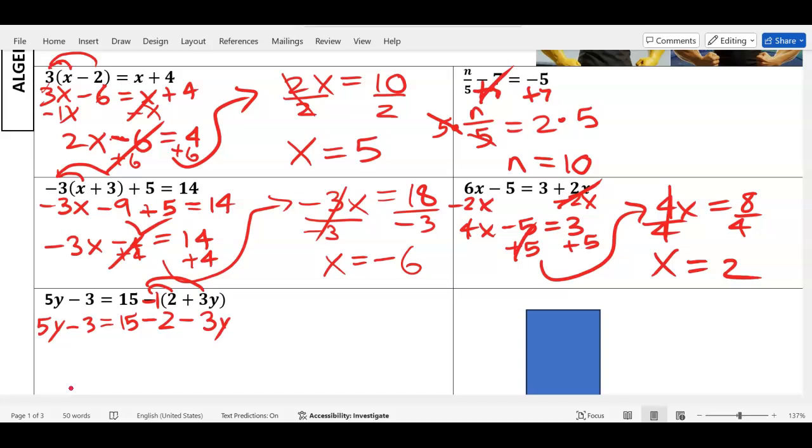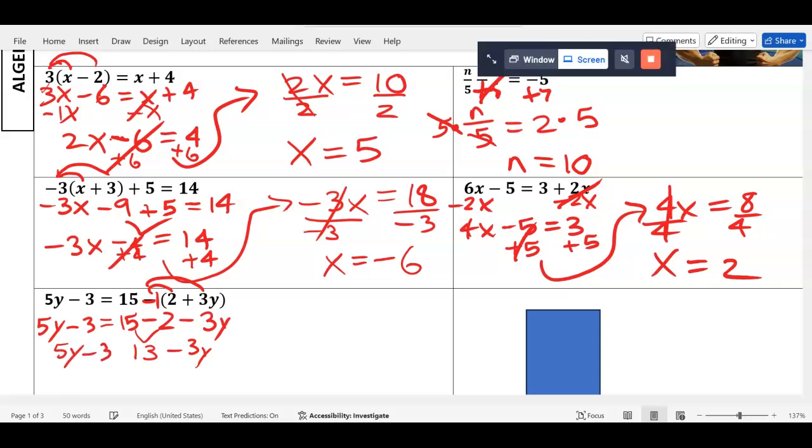Now this reminds me of the one right above it. Do you see how there's two regular old numbers, constants, right next to each other on the same side of the equation? You can combine like terms. 15 minus 2 is 13. I'm bringing everything else down. And this reminds me of the one to the middle on the right.